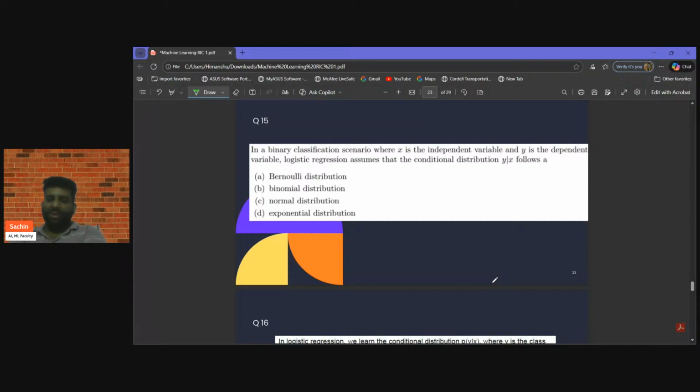Think about this. Is it an exponential distribution? Is it normal, binomial, Bernoulli? What kind of distribution is it? We know that for logistic regression we have only two classes, and we are finding 0 and 1 only. So I'm finding the probability of success or failure. Two possible outcomes. What comes to your mind?